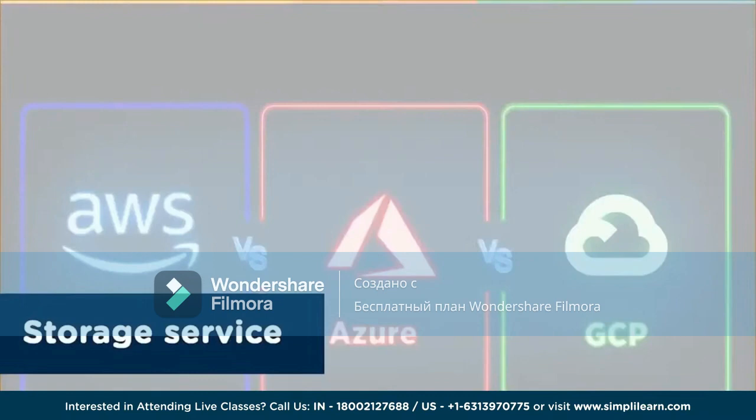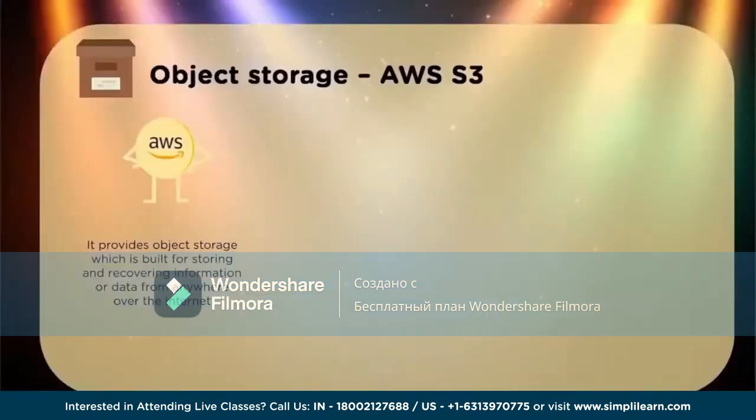Now let's talk about storage services offered by each of these service providers. First off, we have object storage. AWS provides S3. It is an object storage that provides industry standard scalability, data availability, and performance. It is extremely durable and can be used for storing as well as recovering information or data from anywhere over the internet.